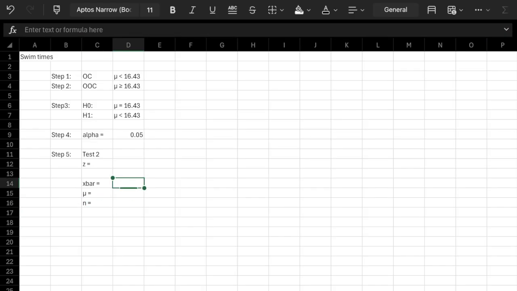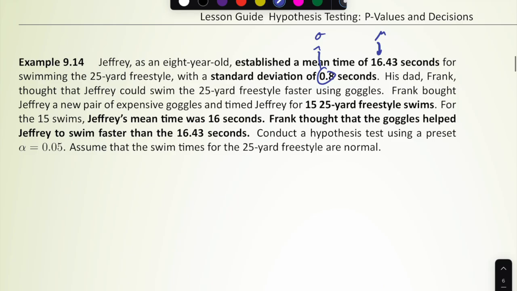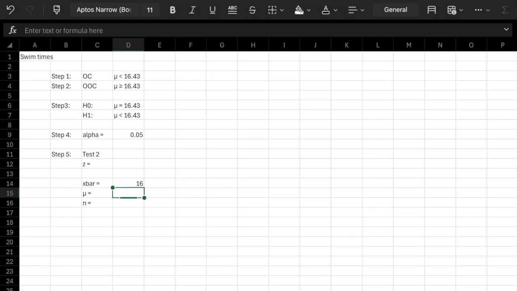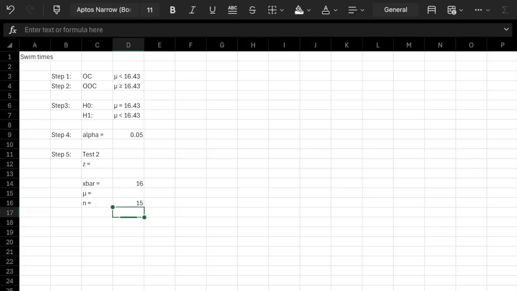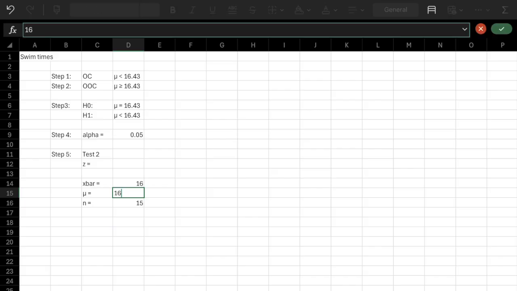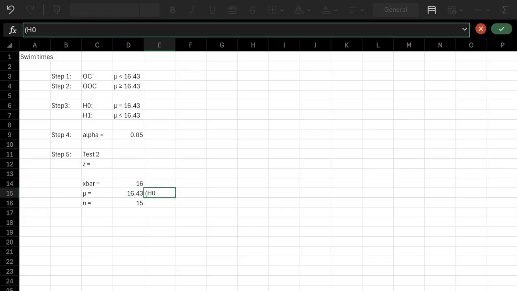So what is x bar? Well, it's 16. You'll recall that when Frank timed him for 25, scroll down here again. Yeah, no, 15 freestyle runs. The mean was 16. But what about mu? I need mu. Well, mu is going to be 16.43. Why is that? The null hypothesis told me so.